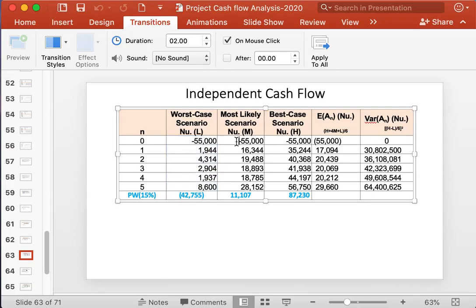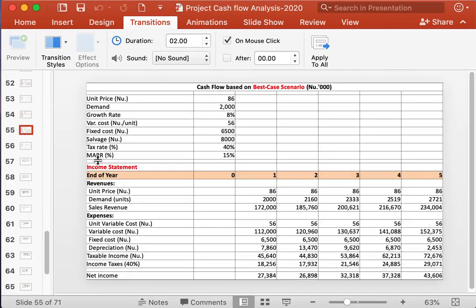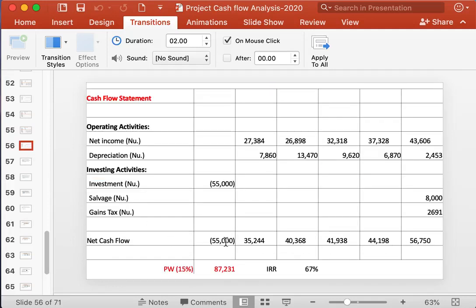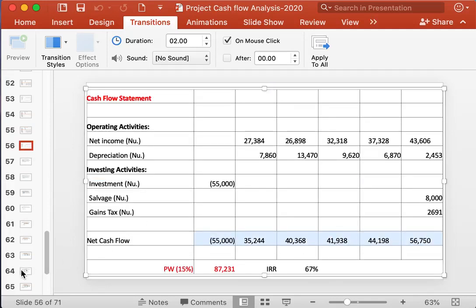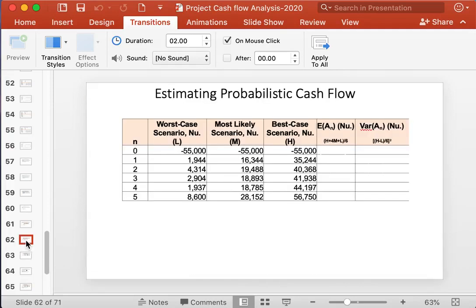Similarly, the cash flow generated using the most likely scenario that was generated in the earlier slides is transferred here, and the cash flows generated from the best case scenario, that was generated here, this cash flow is transferred here.